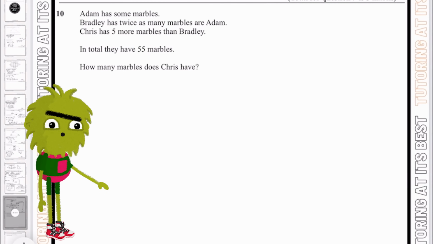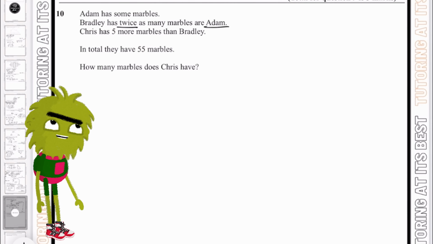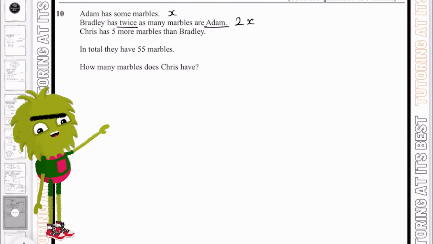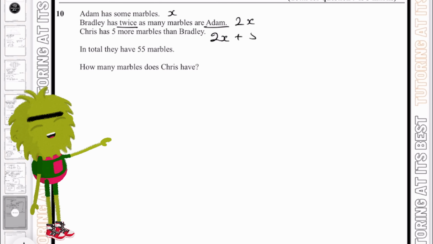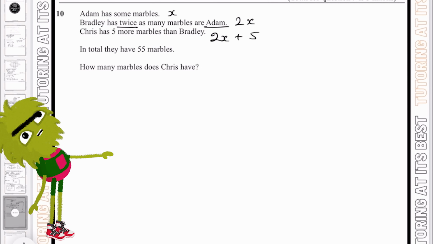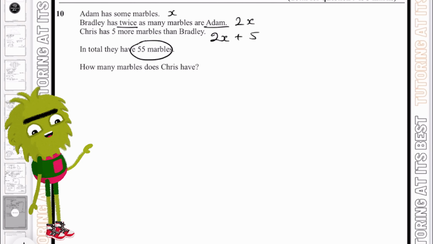So Adam has some marbles, and Bradley has twice as many marbles as Adam. So we can instantly say x for Adam and 2x for Bradley. And Charlie has 5 more marbles than Bradley. So we can say 2x plus 5 for Chris. So now we've written that out, we need to find out how many marbles Chris has, when in total they have 55 marbles. So let's go ahead and write this out.